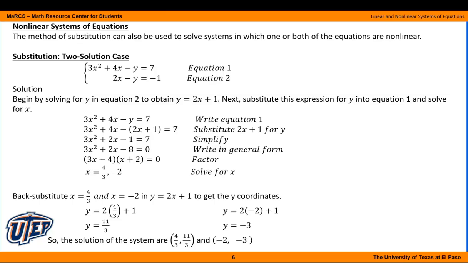Next, substitute each value back into y is equal to 2x plus 1. So for x is equal to 4 over 3, we obtain y is equal to 11 over 3. And for x is equal to negative 2, we obtain y is equal to negative 3. Therefore, the system has two solutions: (4 over 3, 11 over 3) and (negative 2, negative 3).